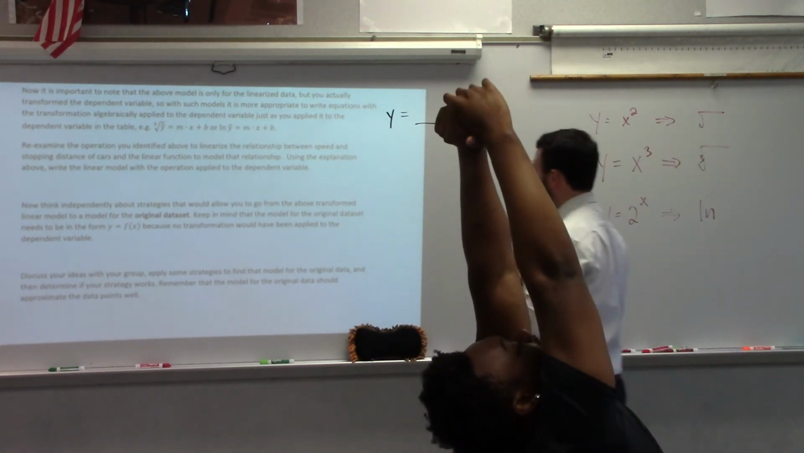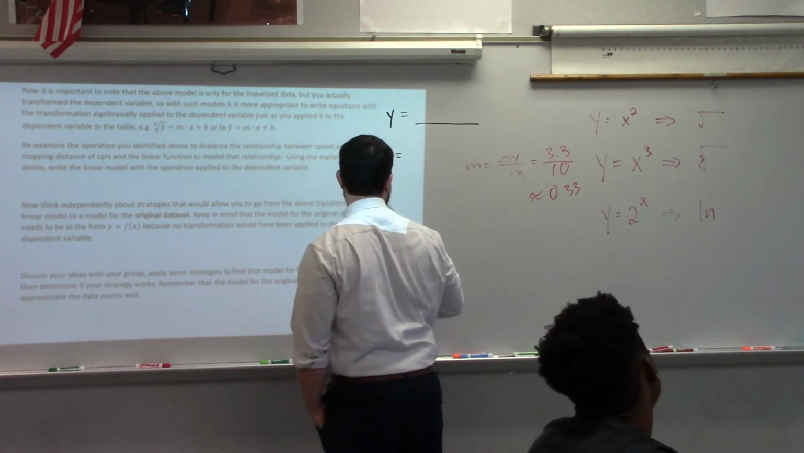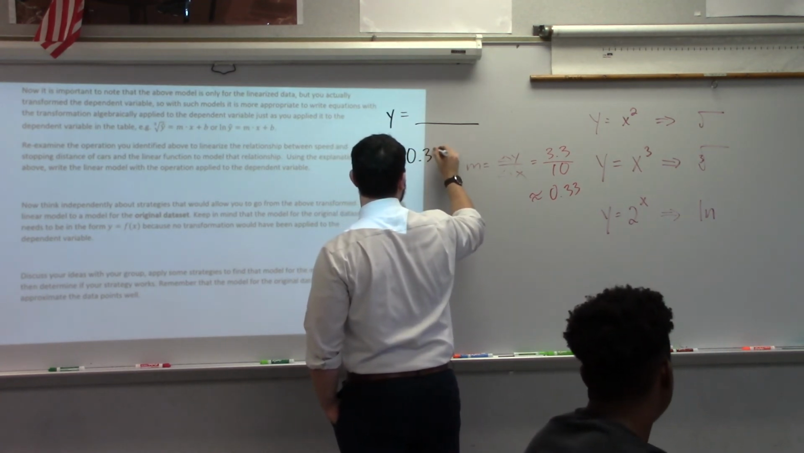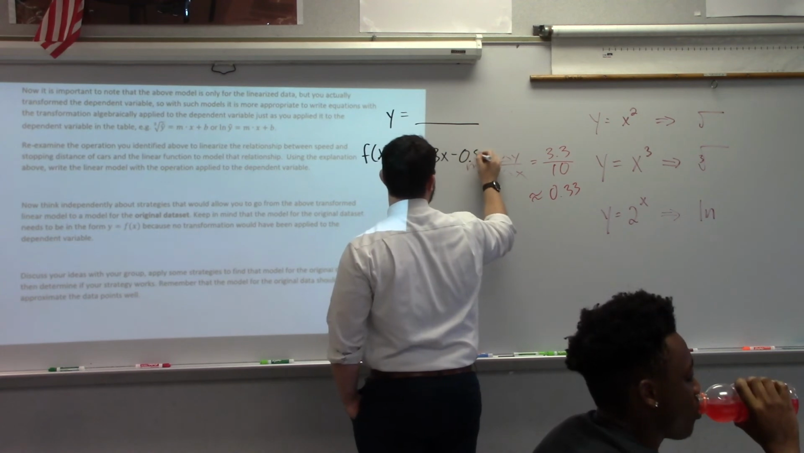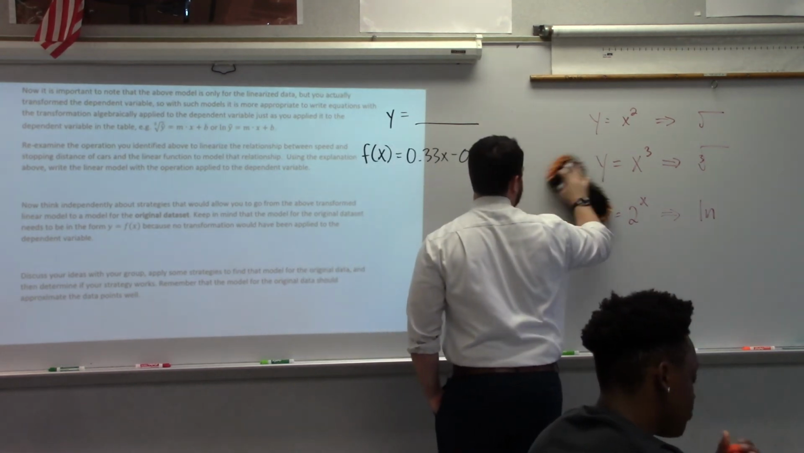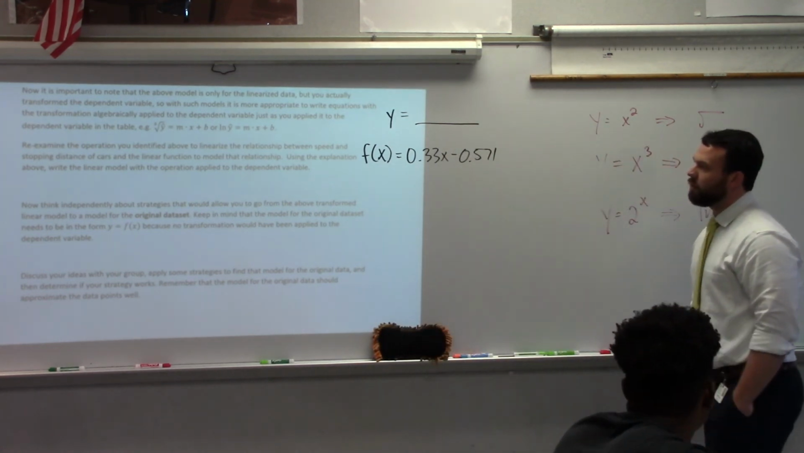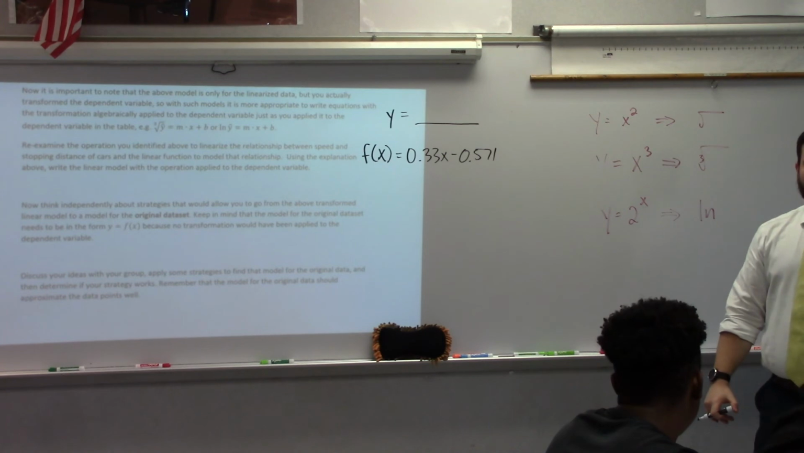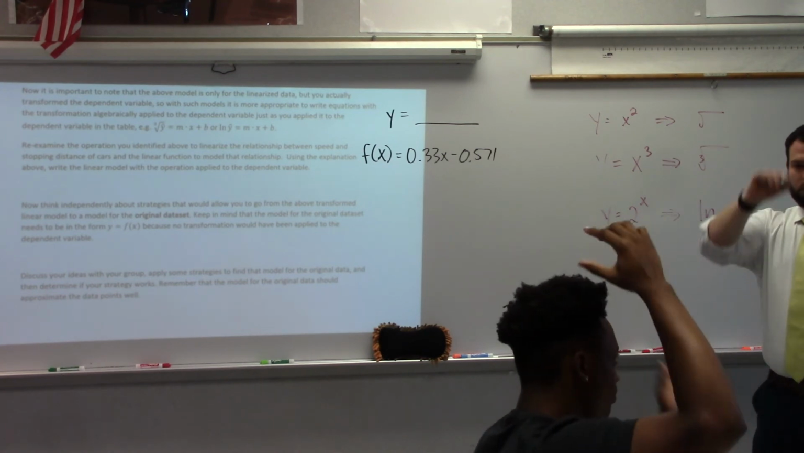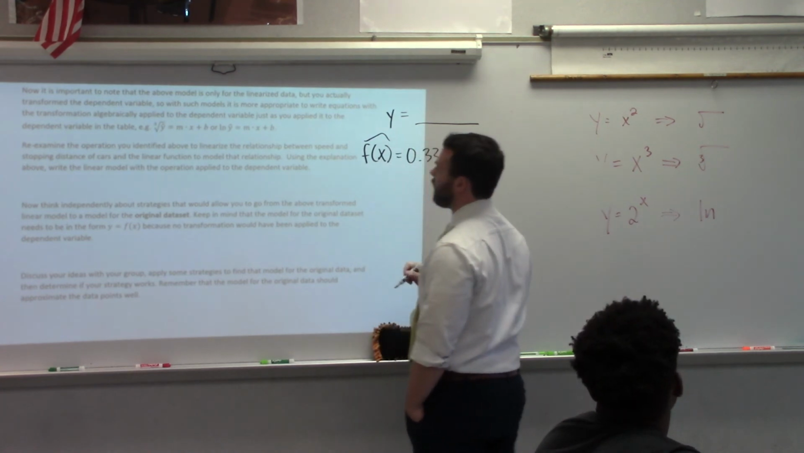Okay. So, Caleb, what's the equation you have? F of x equals 0.33x minus 0.57. Everybody have something close to that? I got it. You got it? Anybody want to push on Caleb's response to maybe update anything important? Remember, there's a prediction. These values don't go perfectly through that.